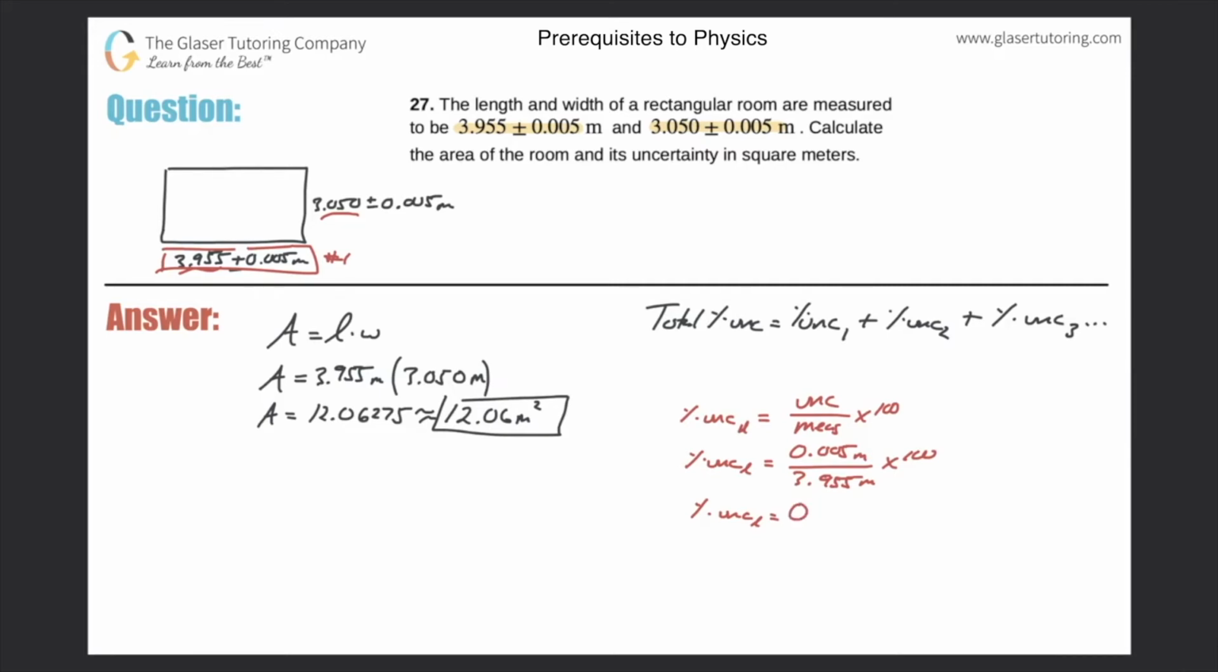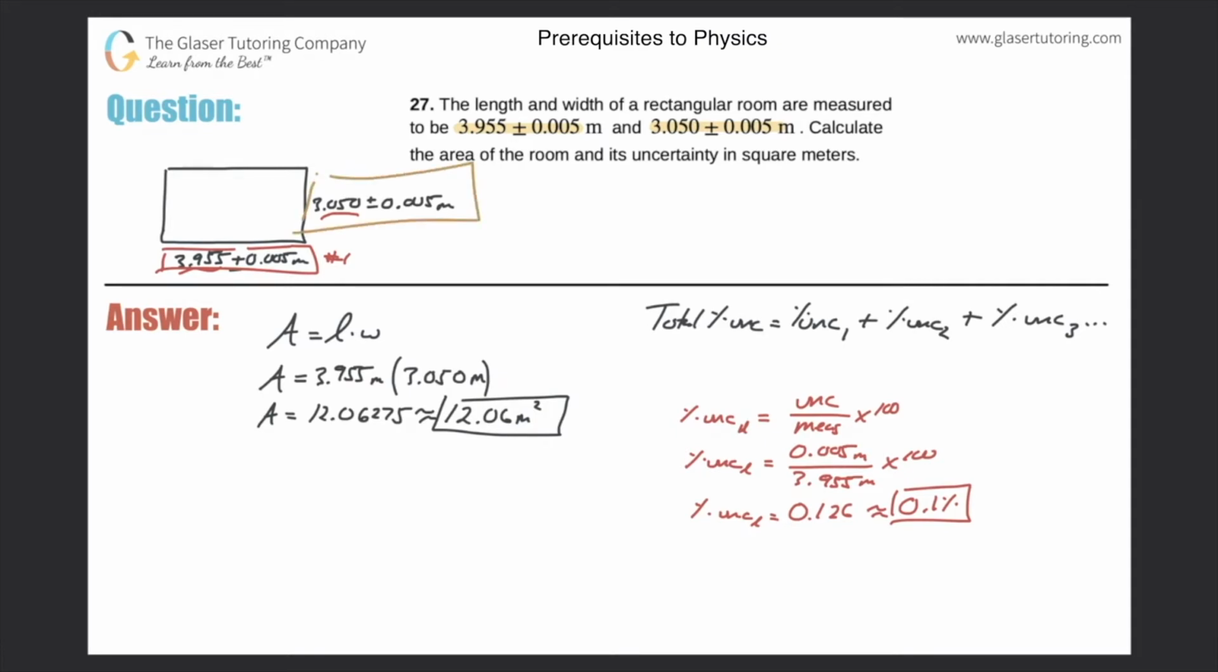So we get a value of 0.126, and we have to round that now to 1 significant figure because of the 1 sig fig in the numerator there. So we have 0.1%. Great. Now we have to do the same thing for the second measurement that I'm going to highlight here in gold.